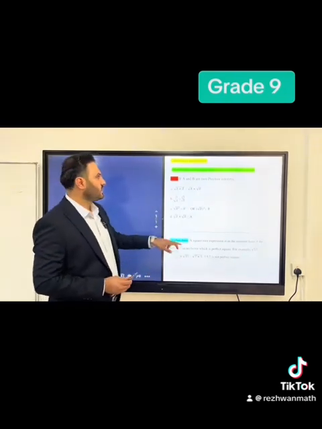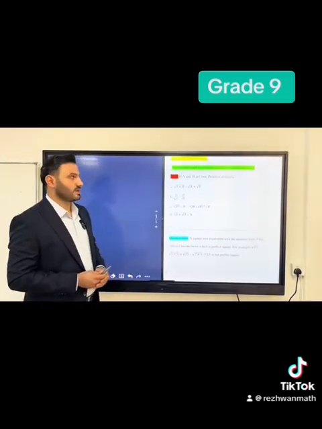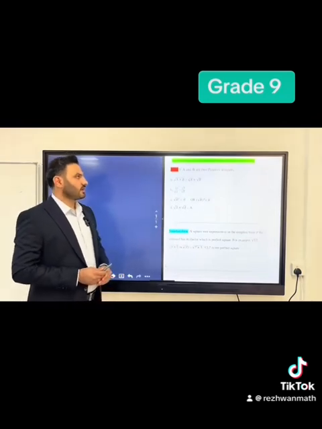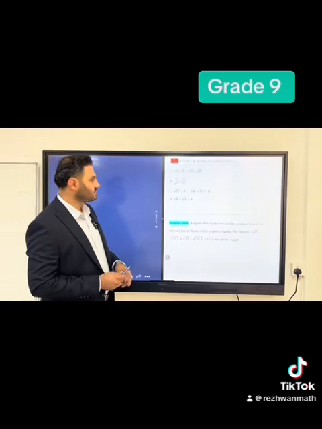New lesson is multiplying and dividing square root expressions, page 8. Now we start with the note. If a and b are two positive integers, then we have these rules.